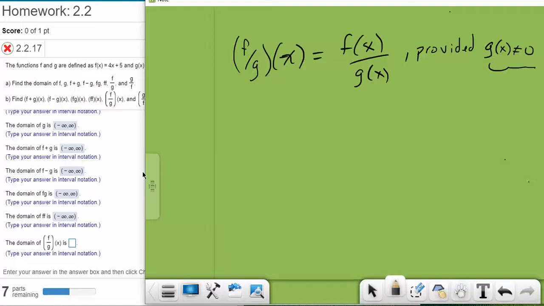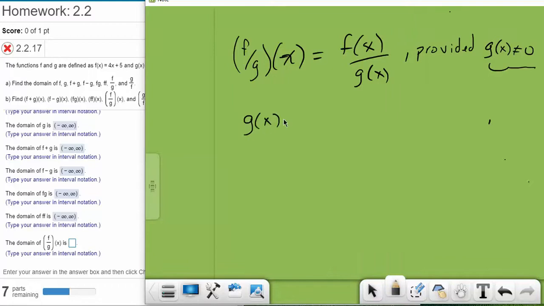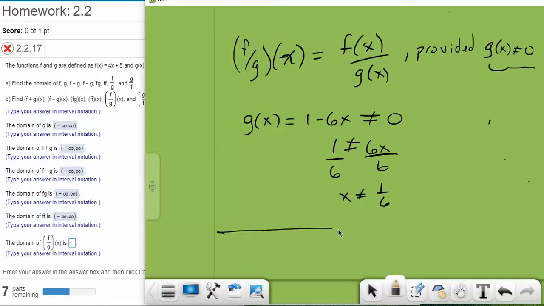So the intersection of f and g is all real numbers, but then we got to throw out anything that makes the bottom g, which is 1 minus 6x, equal to 0. So let's see, add 6x to both sides, divide by 6. So x can't be 1/6. If you think of the number line, it's all real numbers, but we're going to throw out 1/6. We're going to have a hole there. So now we're going to take the number line and have two intervals. So it'll be negative infinity to 1/6, union 1/6 to infinity.